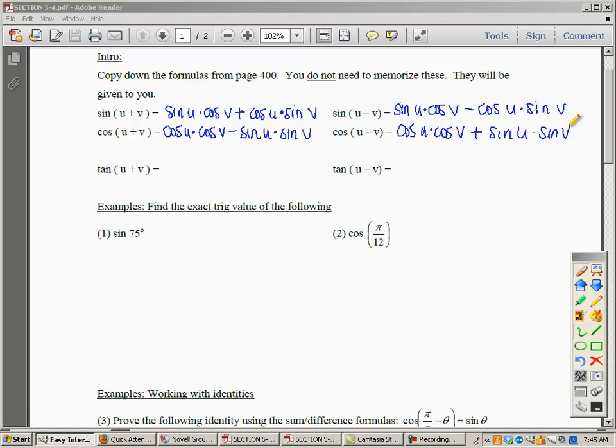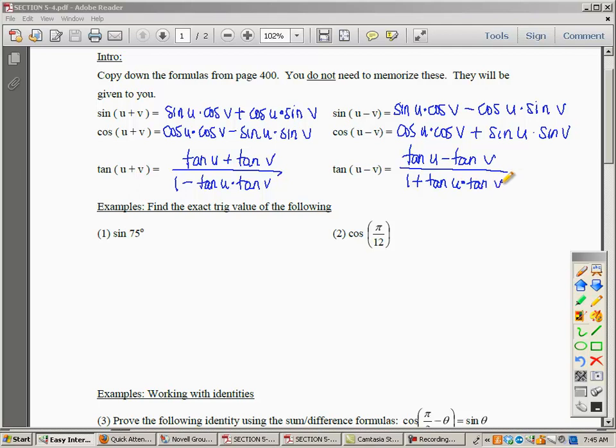The tangent is a fraction. Again, these are all in your book, but we're just giving them to you real quick. In the numerator, the tangent of u plus the tangent of v. In the denominator, 1 minus the tangent of u times the tangent of v. And when you subtract them, similar idea, only in the numerator you subtract. So the tangent of u minus the tangent of v, all over 1 plus the tangent of u times the tangent of v.